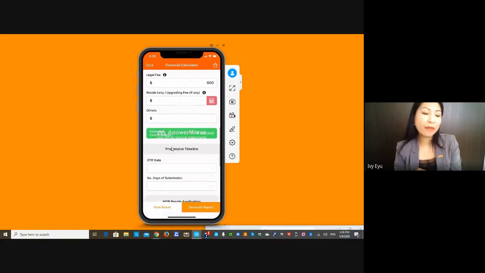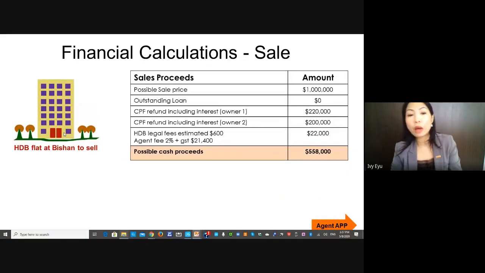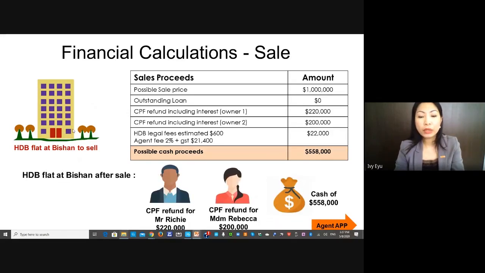Okay, they do not have any resale levy because they are going to buy private property. And no other APs. So you get to see over here that 558,000 is the potential sales proceeds that they may get. If you were to do a manual calculation, it will look something like this. After the refund for Mr. Richie at 220K and Madam Rebecca at 200K, they will potentially get cash proceeds of 558,000.